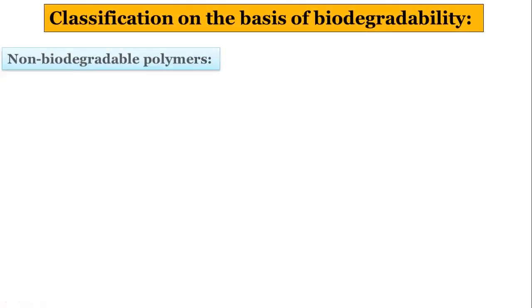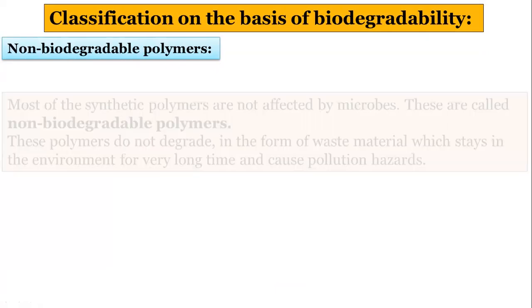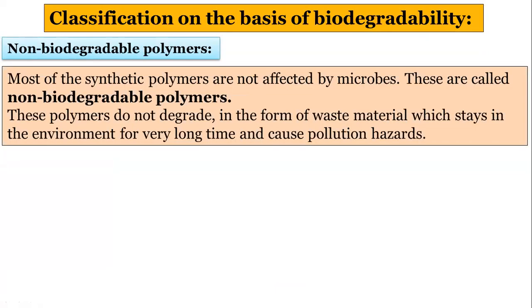Then classification on the basis of biodegradability. Non-biodegradable polymers means most of the synthetic polymers are not affected by microbes, so they do not degrade naturally. These polymers are very dangerous for the environment also, and they stay a very long time in nature and cause pollution. One example is thermocol. Thermocol requires 1,000 years to degrade.